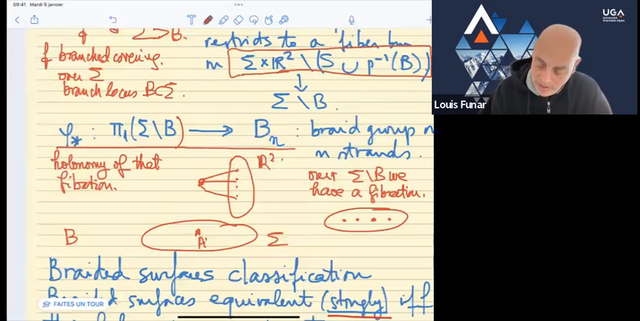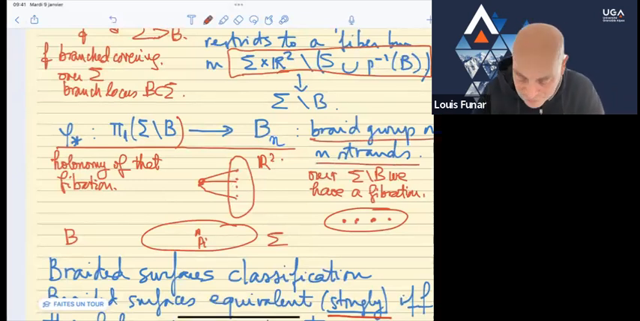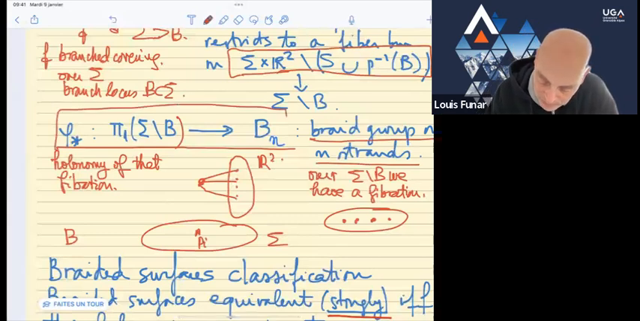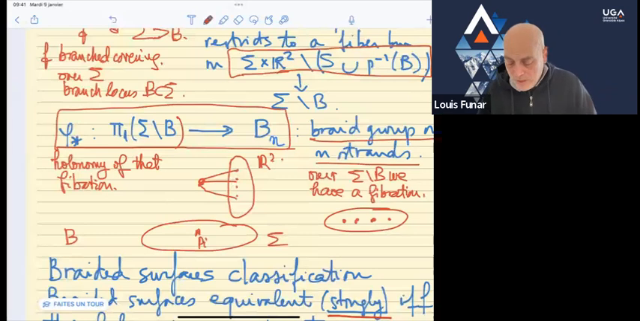stick to the case when we have a disk. So outside the disk, nothing wrong happened. So you have the mapping class group, or the group of diffeomorphisms of a disk minus n points up to isotopy. And this is something which is very well known, namely the braid group on n strands. So you have a map from pi1 of sigma minus B into Bn.